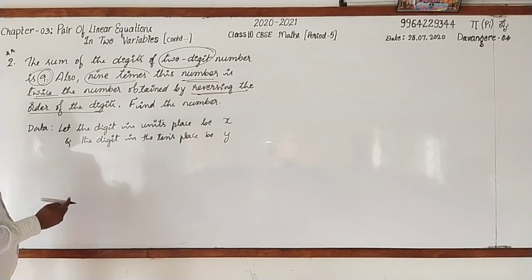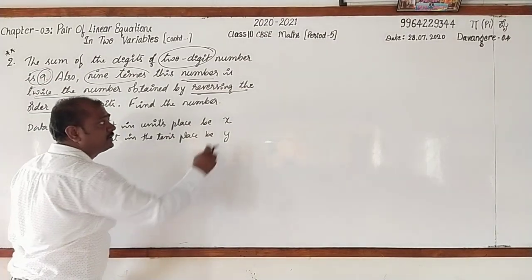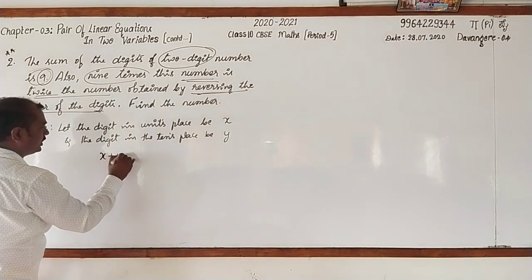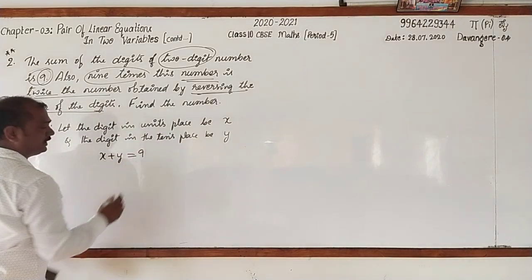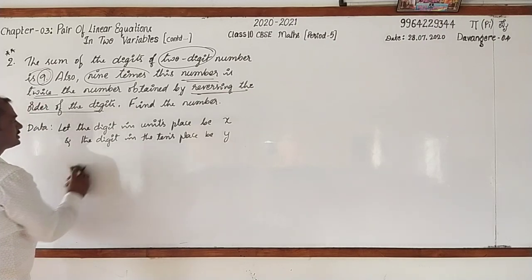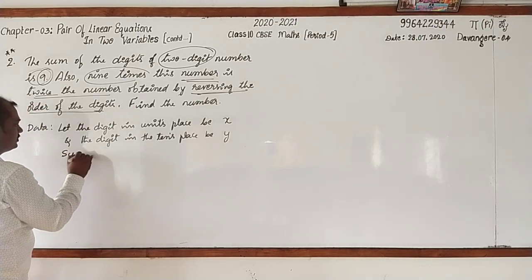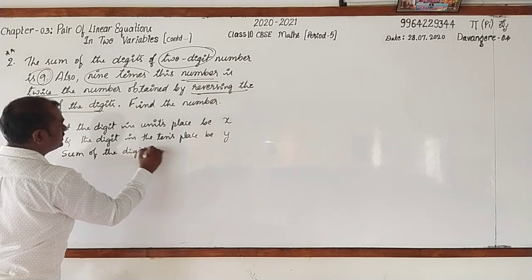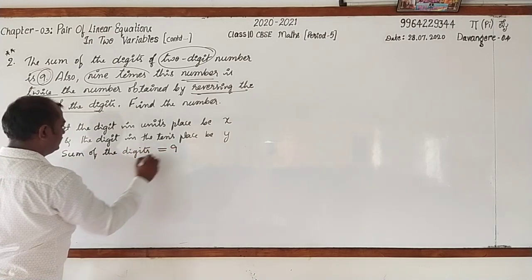Then they have given that the sum of the digits of the two-digit number is 9. What is the sum of the digits? 9. What are the digits? x and y. Hence I write x plus y is equal to 9. They have given the sum of the digits. I'll write that also: sum of the digits is 9.